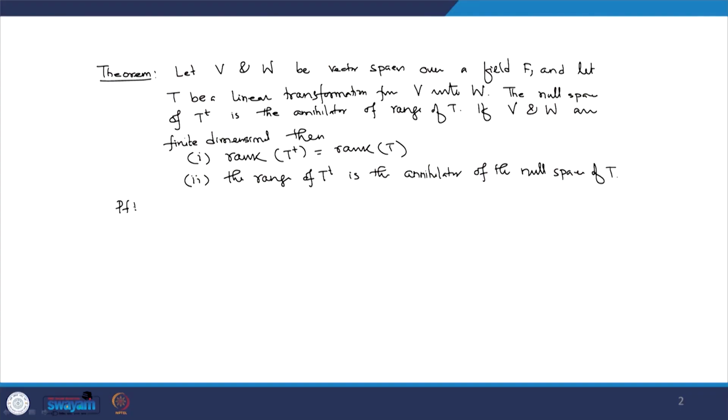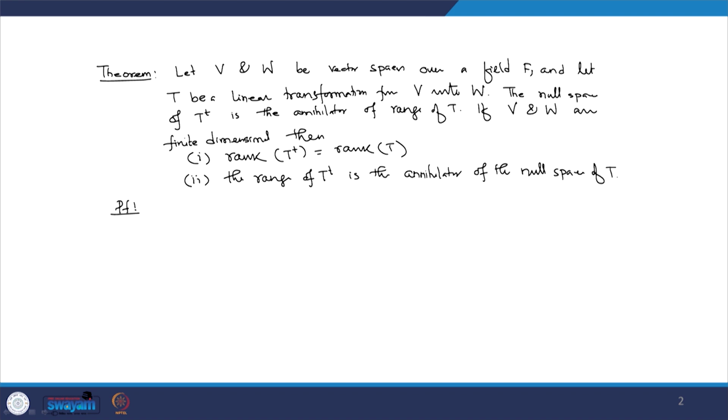If V and W both are finite dimensional, in that case rank of T equals rank of T transpose, and the range space of T transpose is basically the annihilator of the null space of T. I mean, if you consider capital N as the null space of T, then the range space of T transpose equals N naught, that is the annihilator of the null space of the transformation T. So, let us give a proof of these very interesting results, so that later on we will correlate this concept with the matrix.